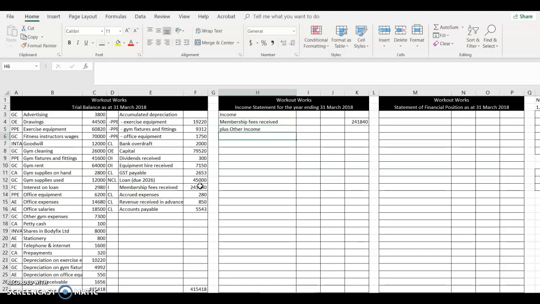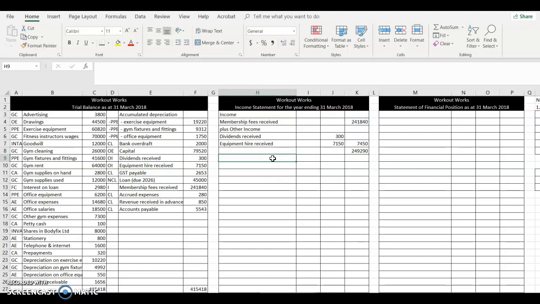Remember to press pause and catch up if you need that chance. Other income, we have 2 of those, we've already done the hard work on: dividends received and equipment hire received. And we'll add those 2 figures in. A total, either auto sum or just add them up, and we'll get a total income. Pretty important figure for any business to have a look at.